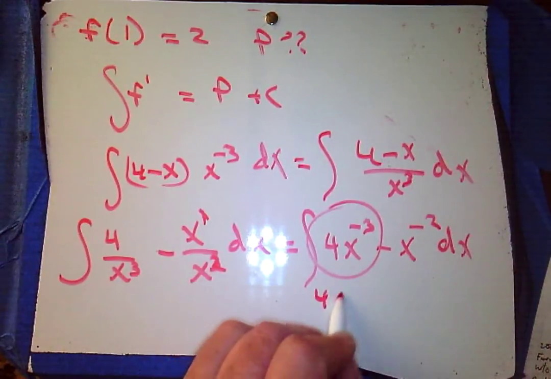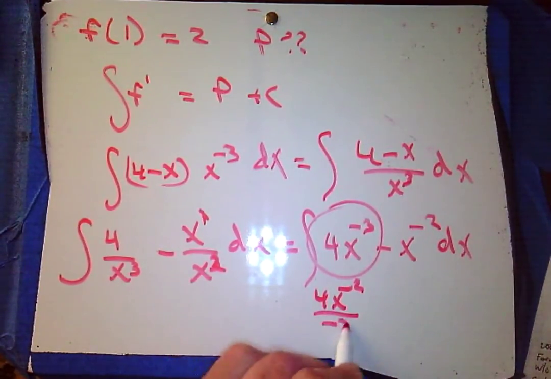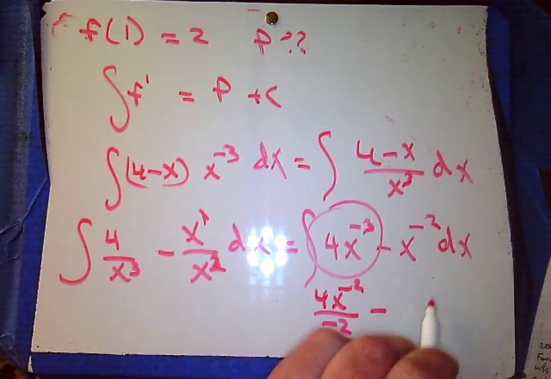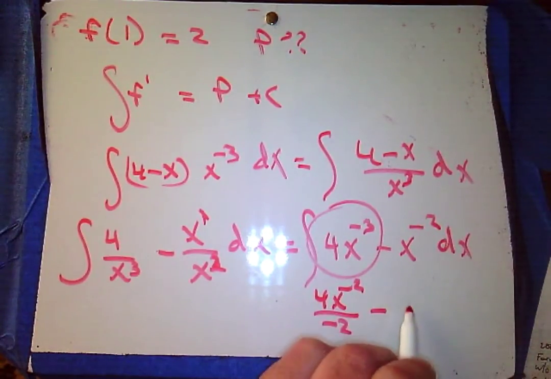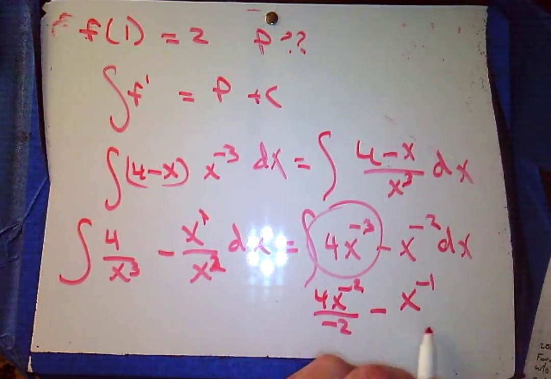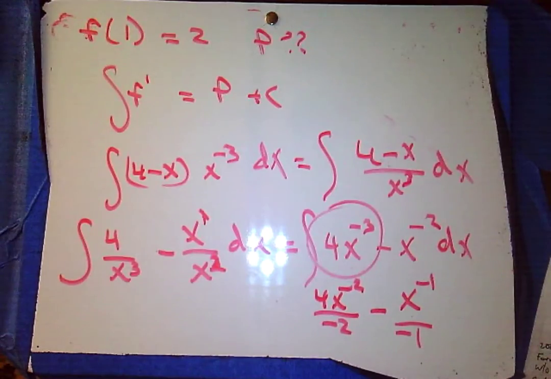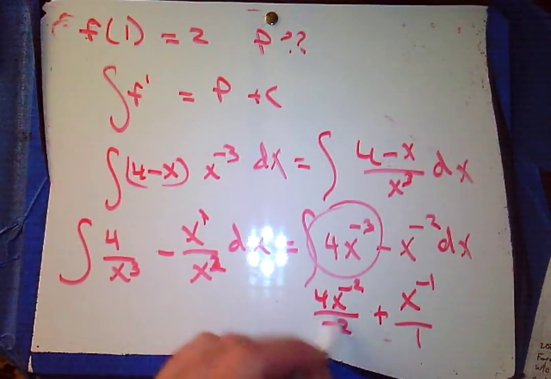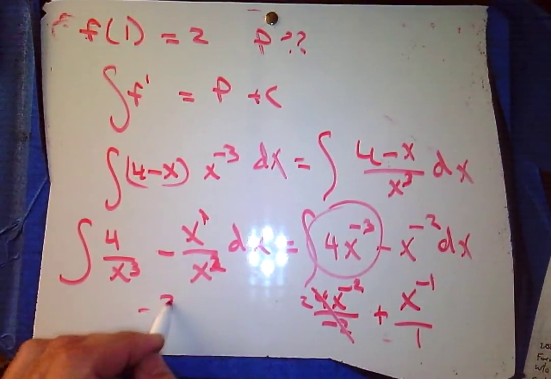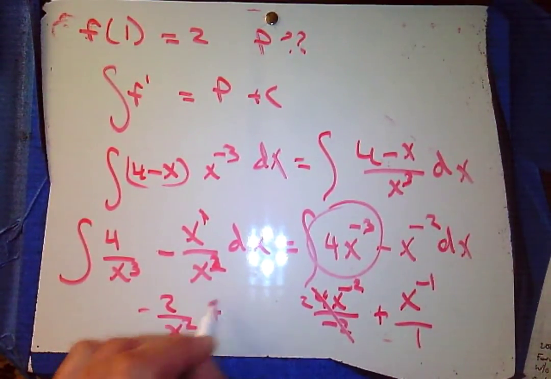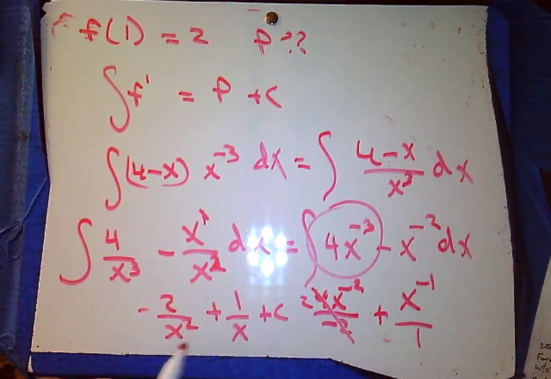So this is going to be 4x to the minus 2 over minus 2 minus, I add 1 to this, x to the negative 1 over negative 1. Okay, negative, negative, that makes positive. And so this becomes a negative 2. Negative 2 over x squared plus 1 over x plus c.